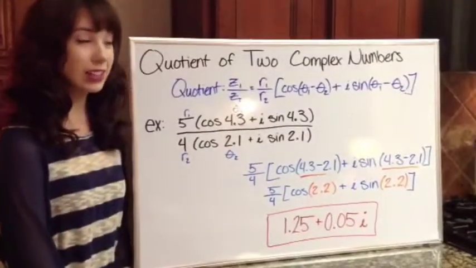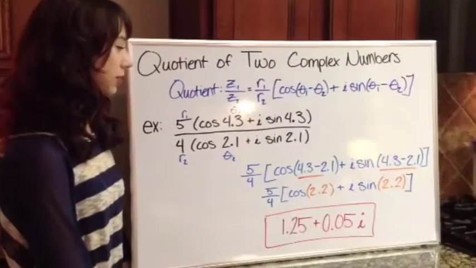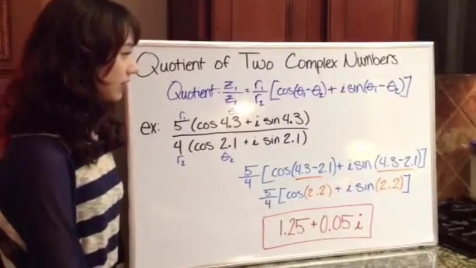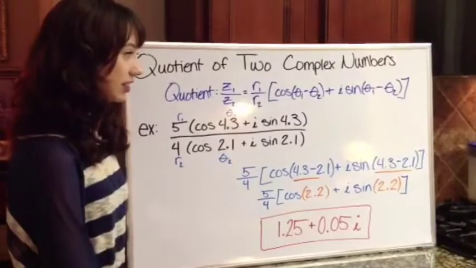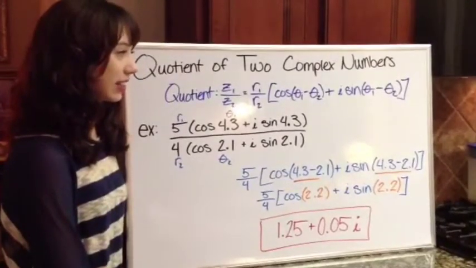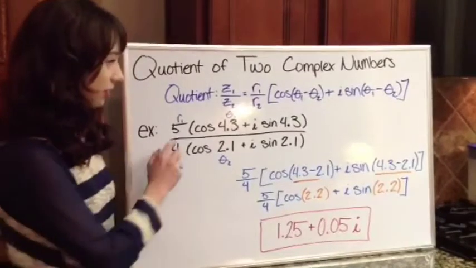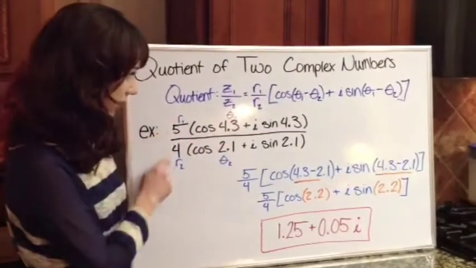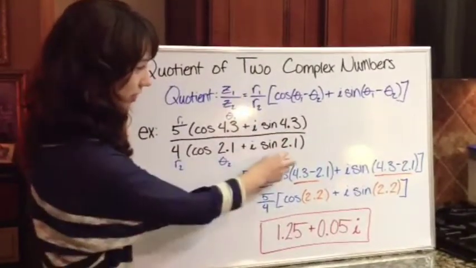For my next example, I will show you how to solve for the quotient of two complex numbers. The formula for solving for the quotient of two complex numbers is r1 divided by r2 multiplied by cosine of theta 1 minus theta 2 added by i sine of theta 1 minus theta 2. So here is our example, and looking at it, we have to realize that this is r1, this is r2, this is theta 1, and that is theta 2.